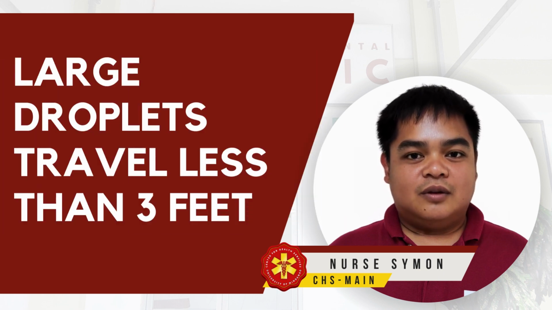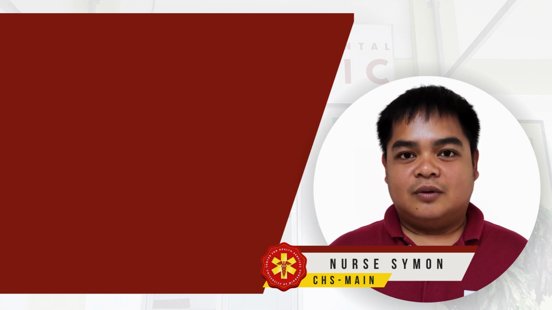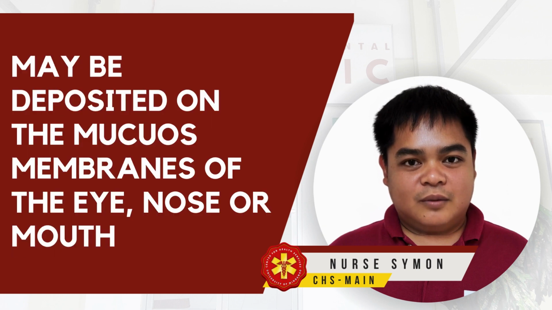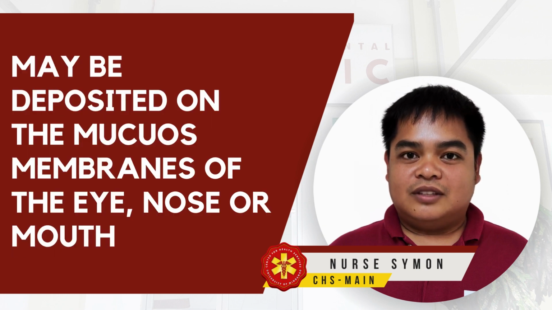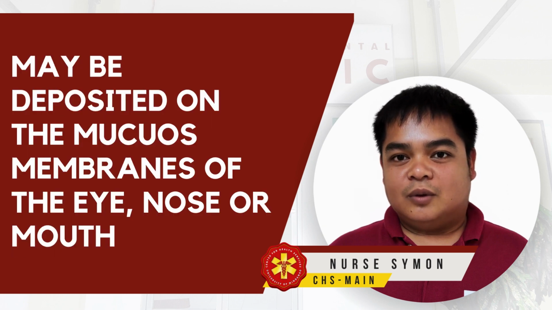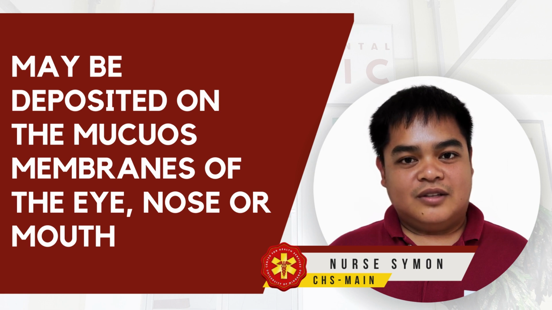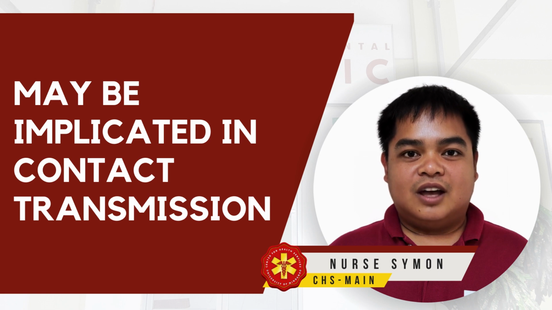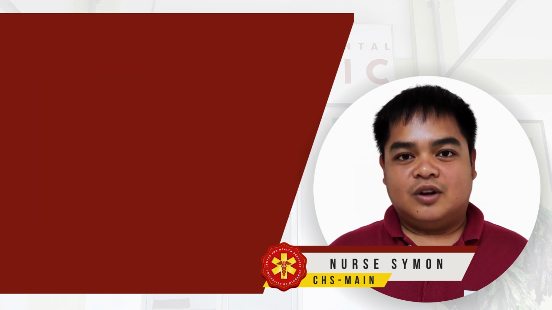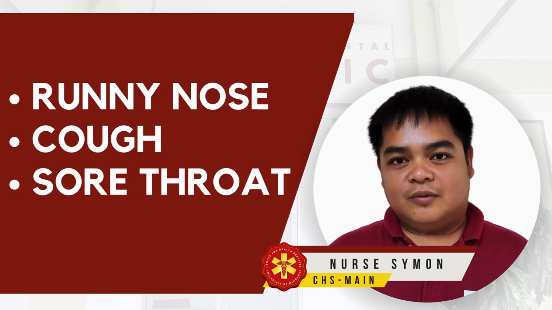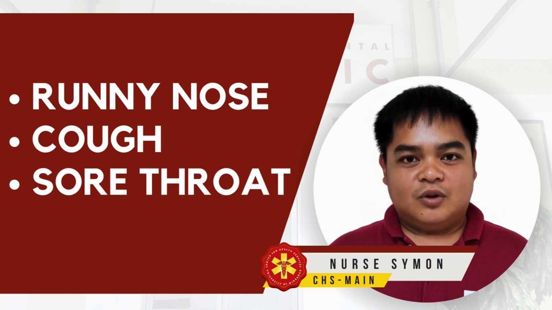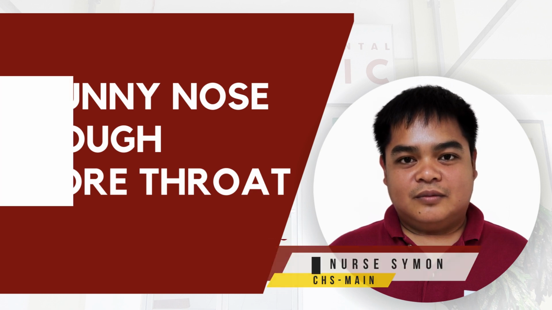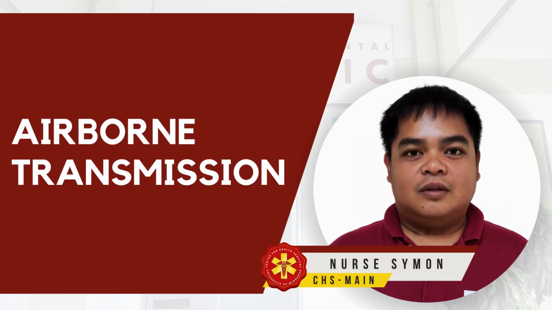These large droplets travel less than 3 feet before falling to the ground and do not remain suspended in the air. Before falling to the ground, droplets may be deposited on the mucous membranes of the eye, nose, or mouth of another person within 3 feet, resulting in transmission of infection. Droplets may also be implicated in contact transmission. Infections with respiratory tract symptoms, including, for example, runny nose, cough, or sore throat, are often spread by large droplets containing viruses. Number 2. Airborne transmission.